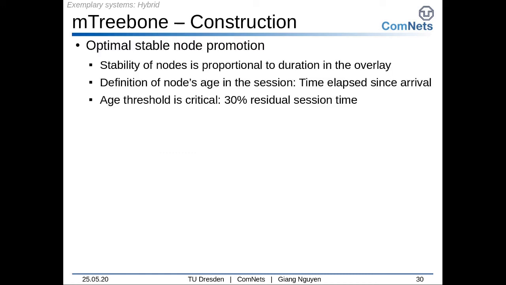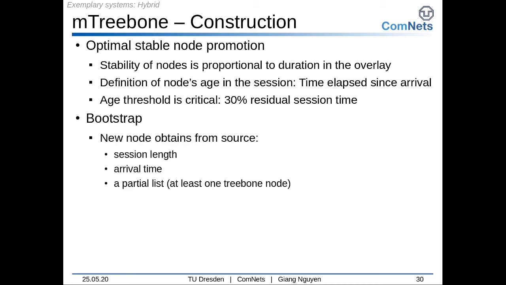The construction of mTreebone is the following. First of all, it has to promote the stable peers. So how do we identify the stable peers? mTreebone defines a stable peer as one whose time spent in the system exceeds 30% of the total video session.